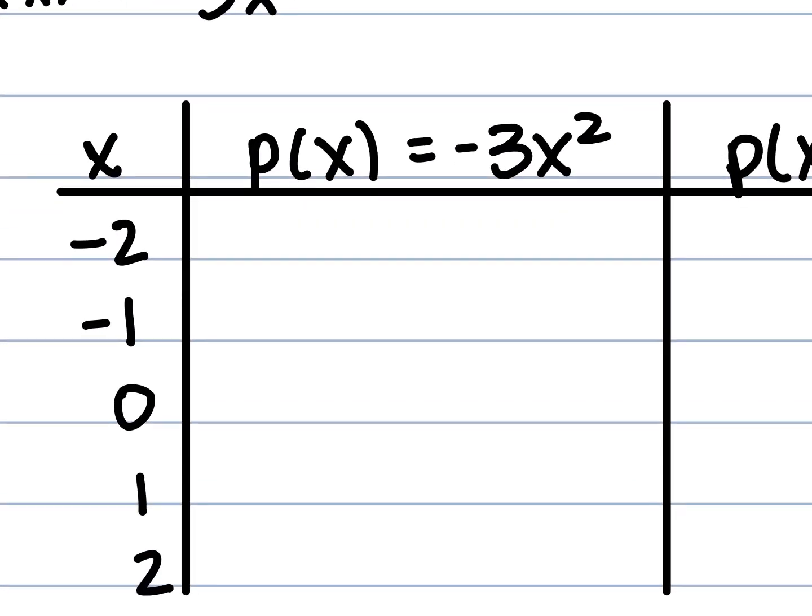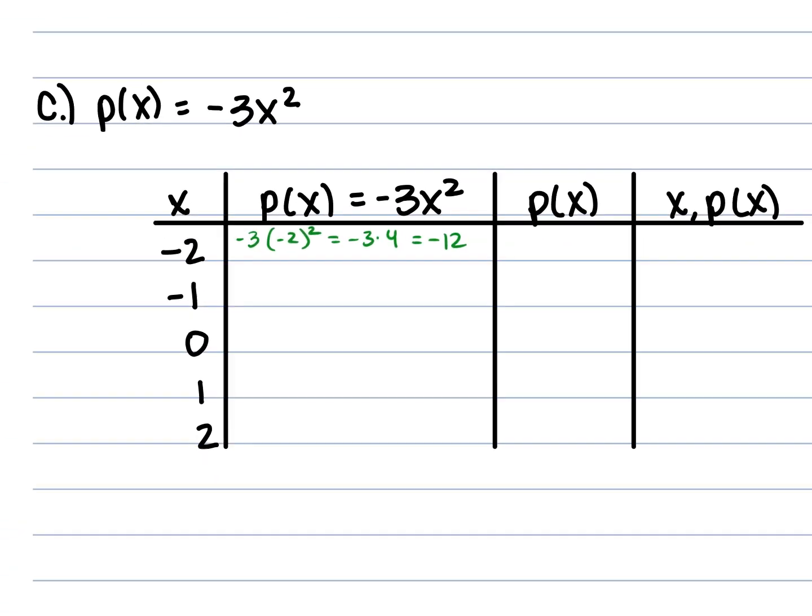All right, so plug in -2 first. We have -3 times -2 squared. What would we have to do first here? What do we do first? We do the exponent. What's negative 2 squared? 4. So negative 3 times 4. What's negative 3 times 4? Negative 12. So we got negative 12.